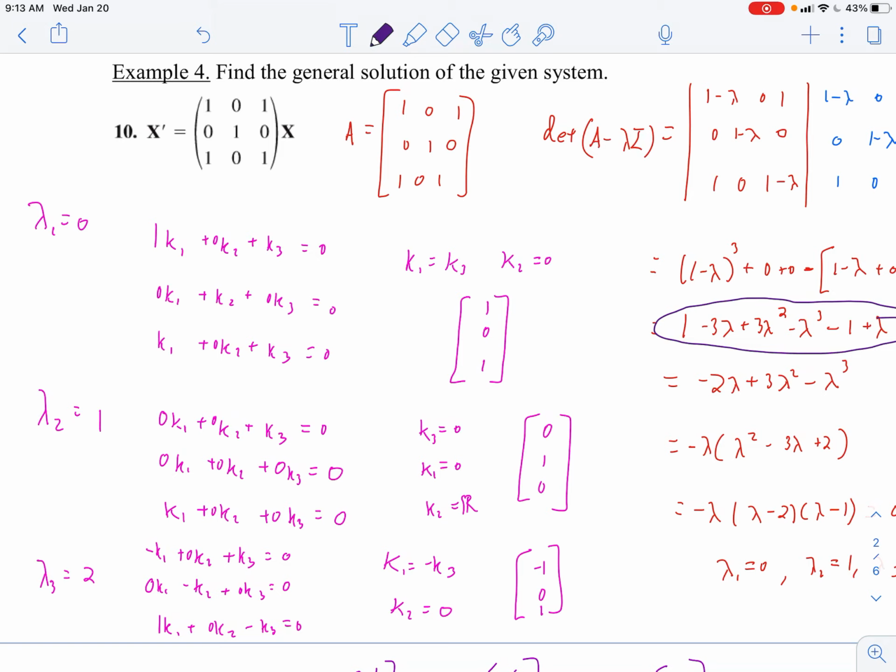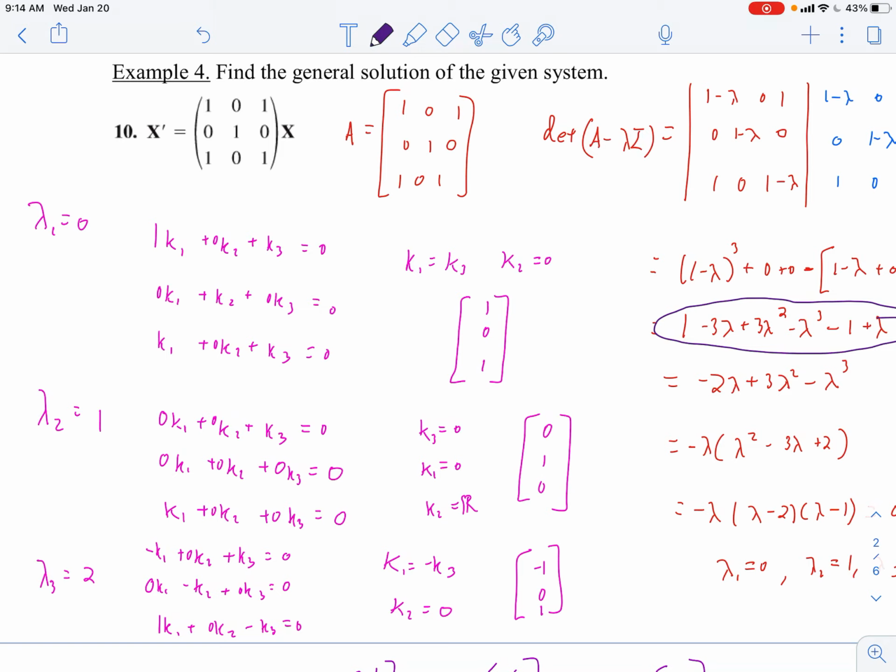And so when I plug in, I get 1 k sub 1 plus 0 k sub 2 plus k sub 3 equals 0 for the first one, second one, and third one. When I plug in to my matrix, now I'm going to go ahead and try to solve. Now, when I look at this, I either add or subtract, or I can use matrices to help me manipulate this to find the solutions.